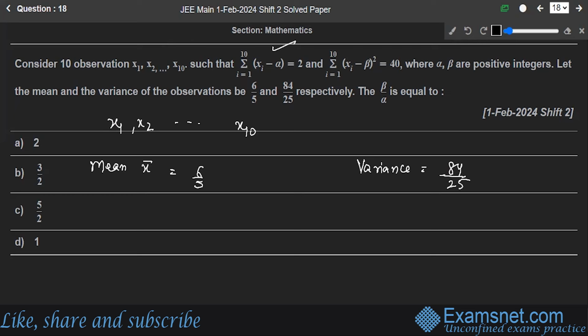Also, let's write this. Summation i equals 1 to 10 of (xi minus alpha) is equal to 2. Summation i equals 1 to 10 of (xi minus beta)... this is not a, this is alpha over here... minus beta is equal to 40.